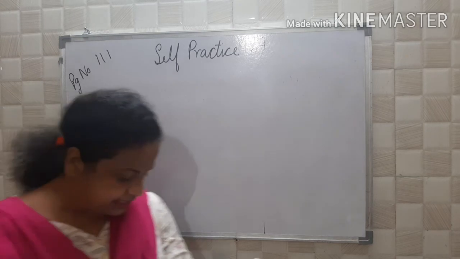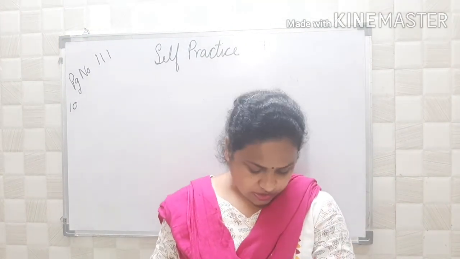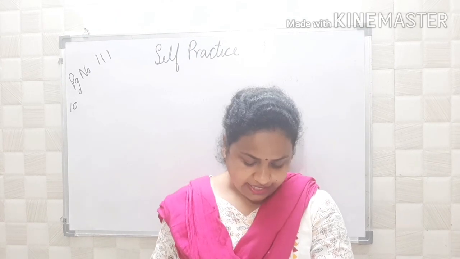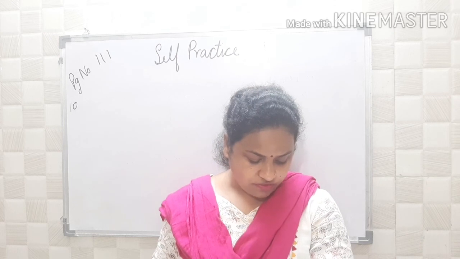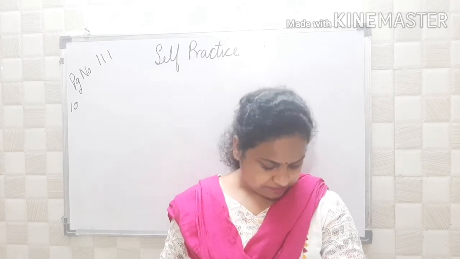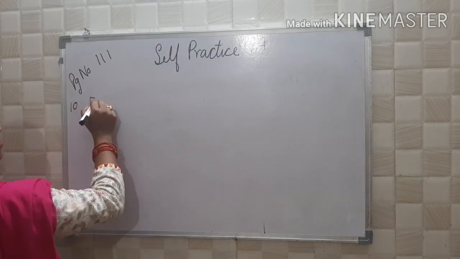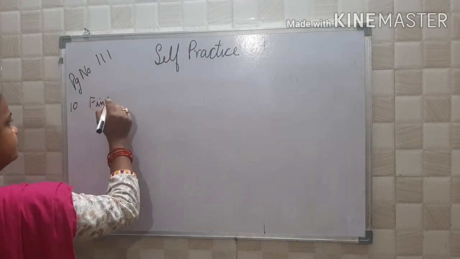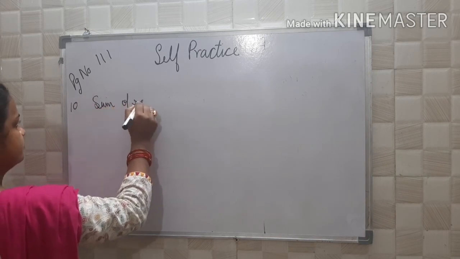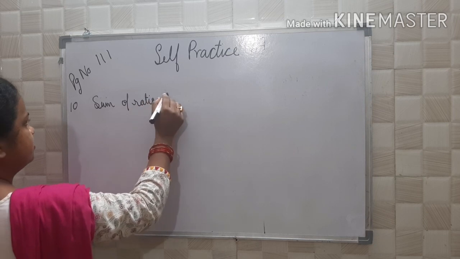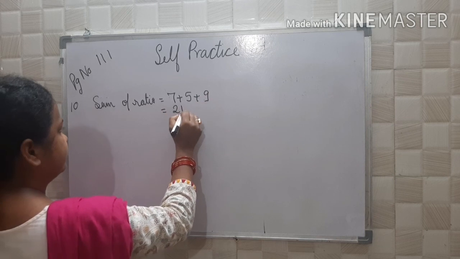What is there? The lengths of 3 ribbons are in the ratio 7:5:9. If the sum of the lengths of the 3 ribbons is 42 centimeters, find the length of the smallest ribbon. So firstly you will find the sum of the ratio. Sum of ratio is equal to 7 plus 5 plus 9, 21.